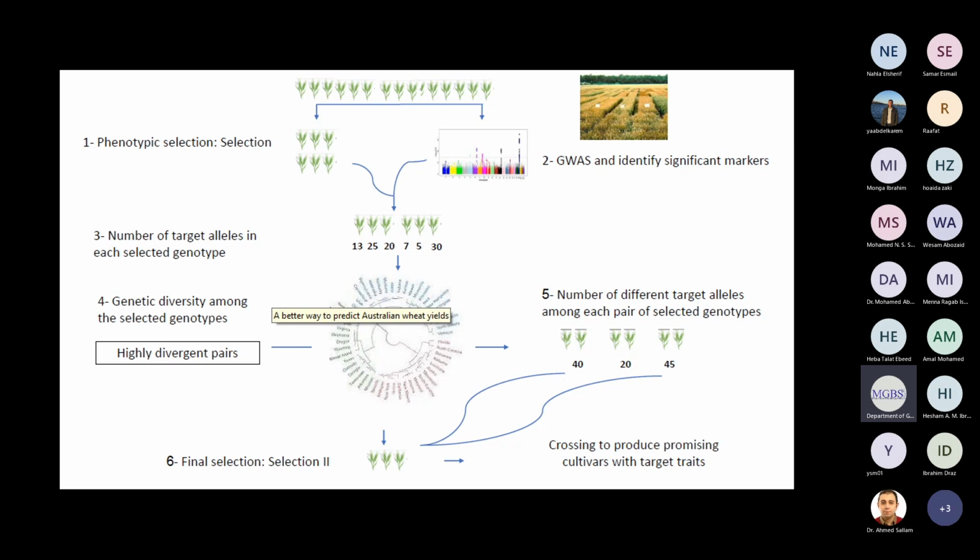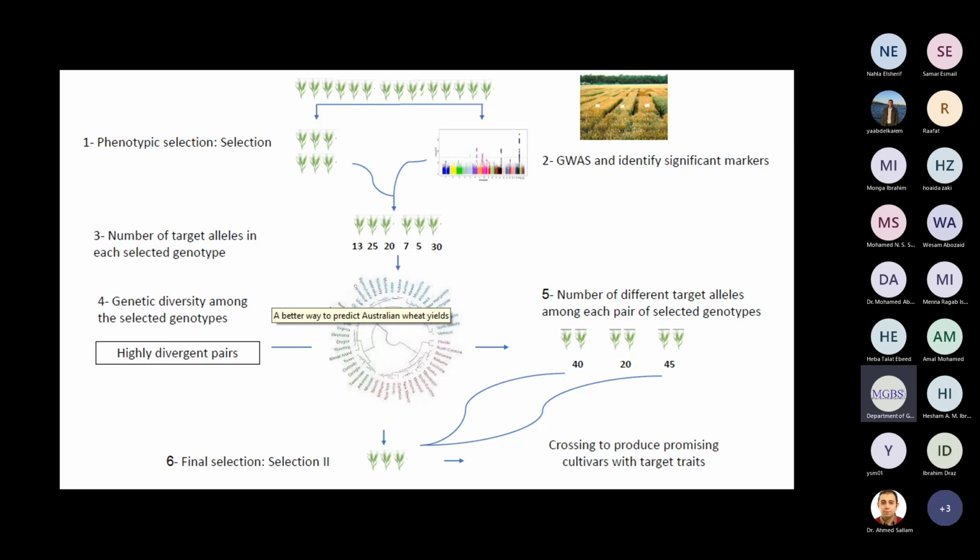Step number 4 is to study the genetic diversity among the selected genotypes. Of course, genetic diversity is very important, so you have to measure how divergent your genotypes are. You know this from dendrogram analysis. And step number 5 is to identify the number of different target alleles among each pair of selected genotypes.